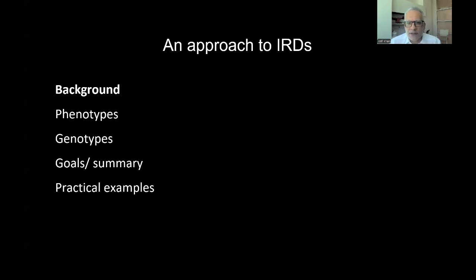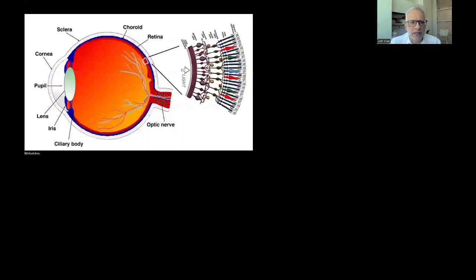Inherited retinal diseases are typically due to mutations in genes responsible for photoreceptor integrity or the support structures for the photoreceptors. So here's a schematic of the eye, and you can see the retina can be thought of as a three neuron circuit: photoreceptor, bipolar cell, ganglion cell, and then going through the optic nerve to the brain.